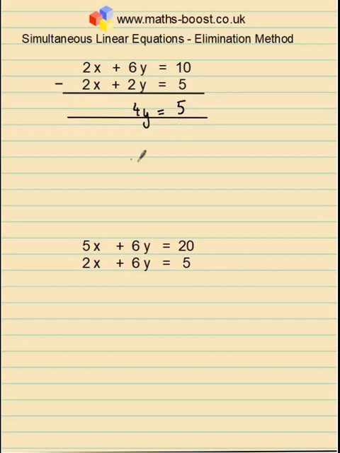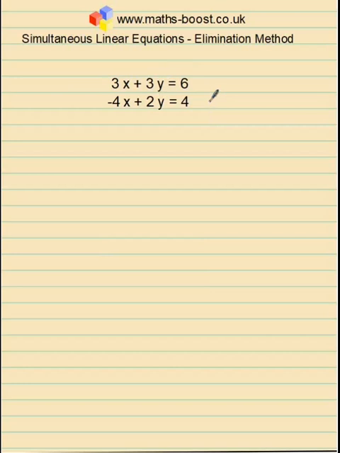We've eliminated the x. 5x take away 2x is 3x, 6y take away 6y is nothing, and 20 take away 5 is 15. And again, we're left with an equation that we can solve. This time we've eliminated the y's. So now you know we need either both the x's or both the y's to be the same. How do we achieve this when the equation isn't already like that?